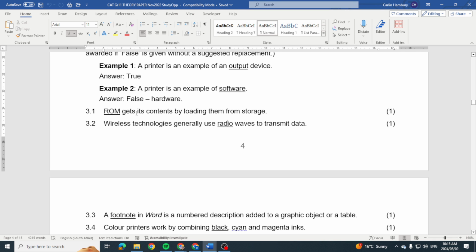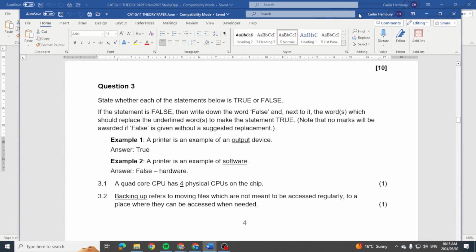Now, if the statement is true, then we leave it like that and we just answer with the word true. If, like in the example over here, the statement is false, then you need to say it's false and you need to say why. For example, if wireless technologies used something other than radio waves, if they used, I don't know, Bluetooth waves or something, or they used C waves, then you would just say false and you just change the word that is underlined. Okay? Same story here with this one.